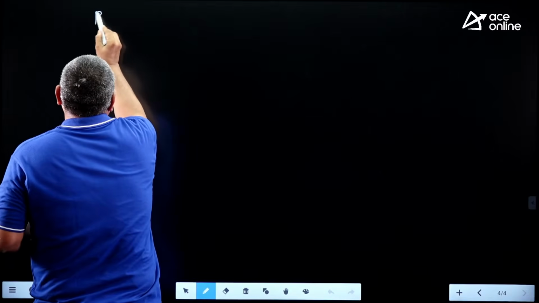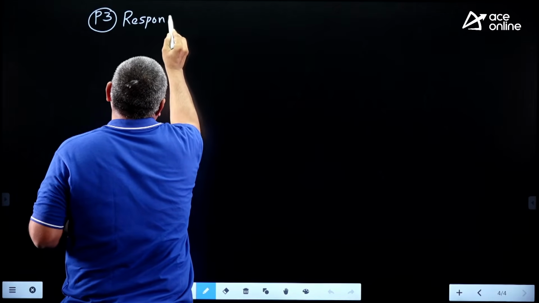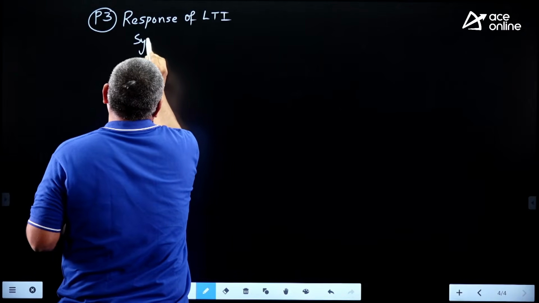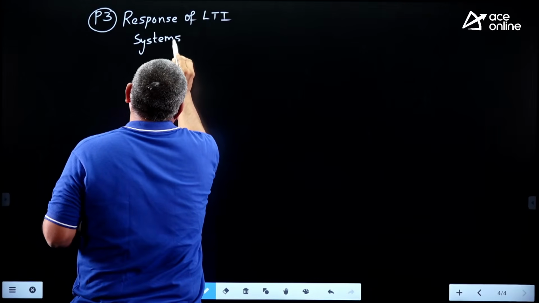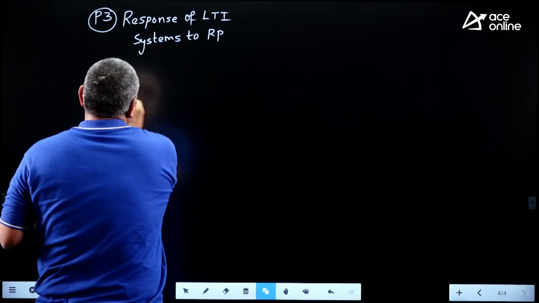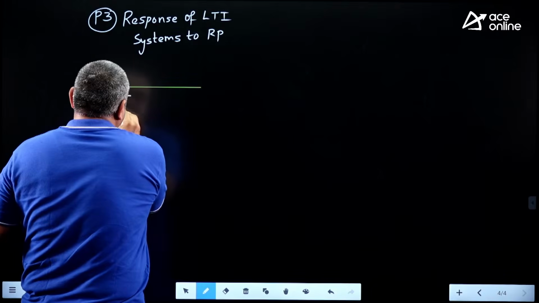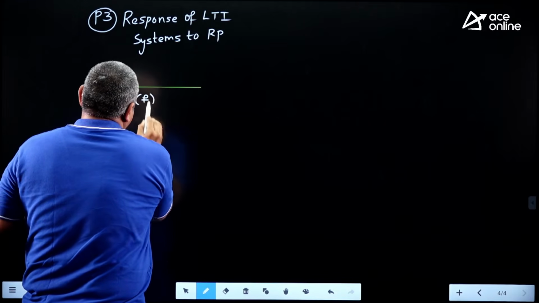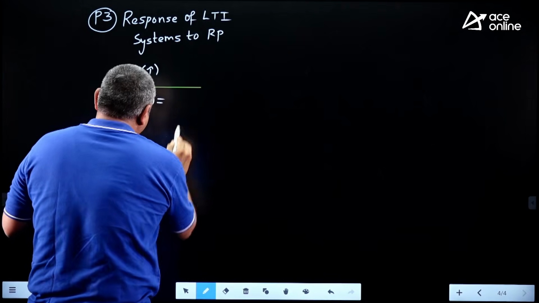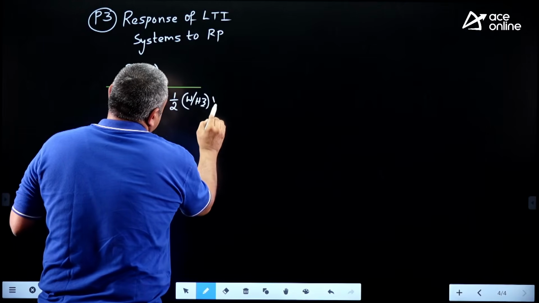So this is given on response of LTI systems to random process. So the data given is, he is saying the power spectral density of the input function. So there is an input autocorrelation function Rx of tau, for which the power spectral density is given to you as 1/2 watts per hertz for all frequencies.